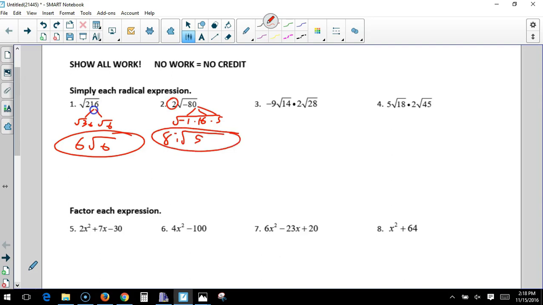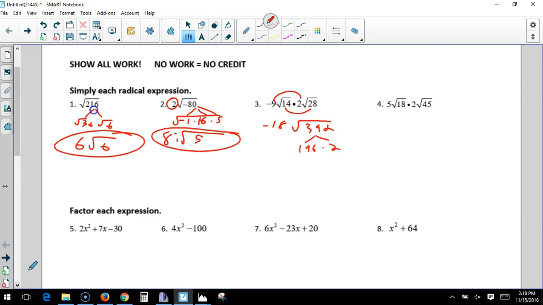Here we do outside and inside. So we get negative 18 on the outside, and on the inside we have 14 times 28, which is 392. And then once again, we just take our calculator and try to figure out what goes into it. Now 392 divided by 2 is 196. Hey, 196 is on our list. It's 14 squared. So this breaks down to 196 times 2.